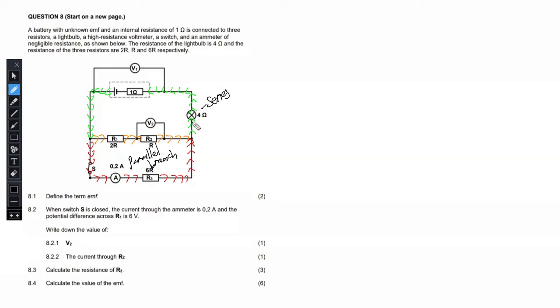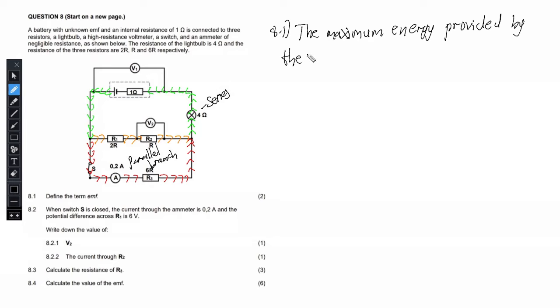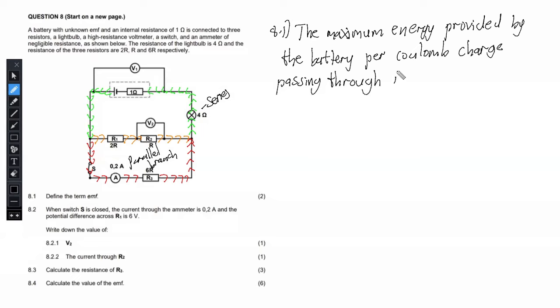Then 8.1 says define the term EMF. So easy peasy, 2 marks there. We say EMF is the maximum energy provided by the battery per coulomb charge passing through it. Right, so for 2 marks, that's how you are supposed to define EMF according to your CAPS document.